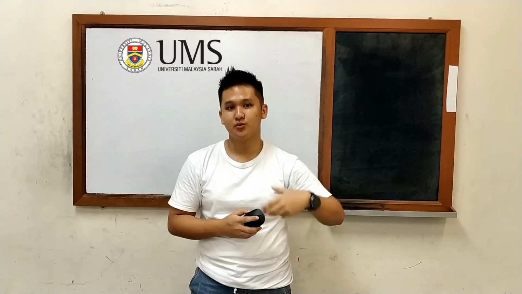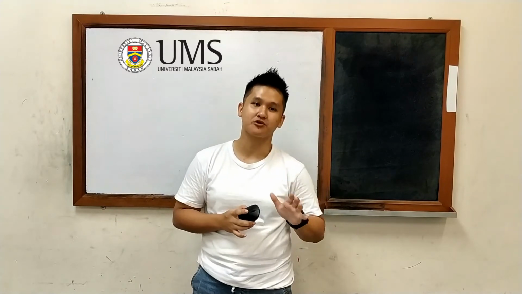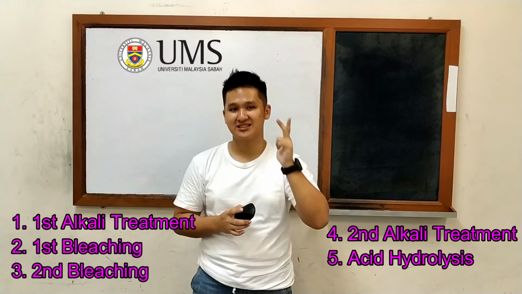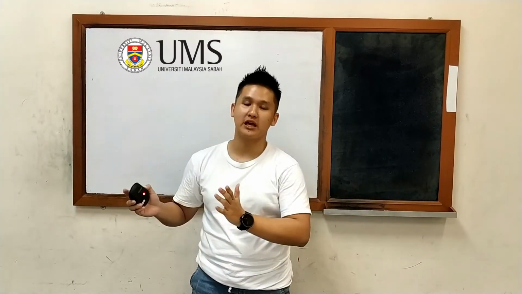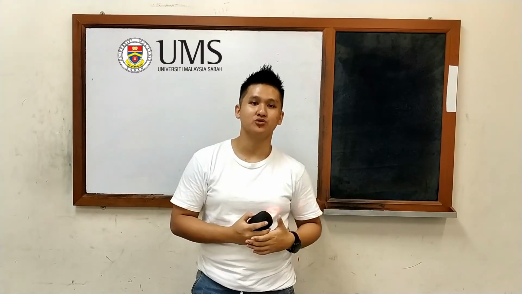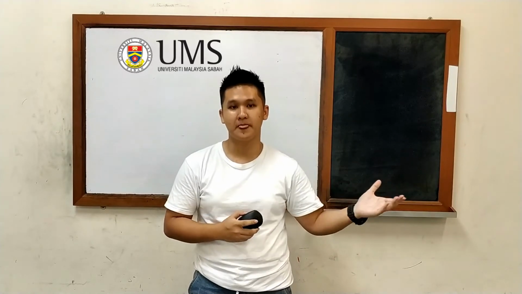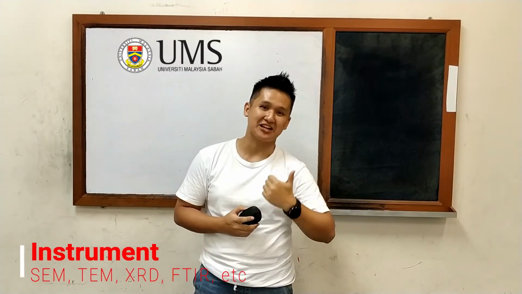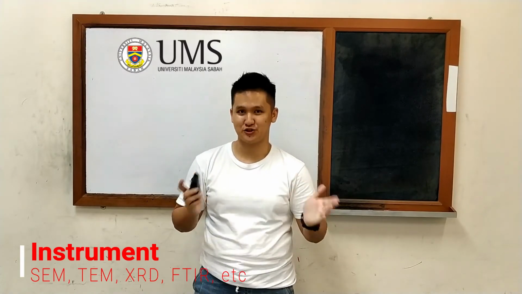After the pre-treatment, we come to the chemical treatment. The chemical treatment mainly comprises 5 procedures: the first alkali treatment, first bleaching, second alkali treatment, and the last will be acid hydrolysis. After going through all the chemical treatment, we will proceed to the characterization. The cellulose suspension we got from the chemical treatment will be sent to a variety of instruments to analyze, such as the scanning electron microscope, SEM, TEM, X-ray diffraction, FTIR, and so on.